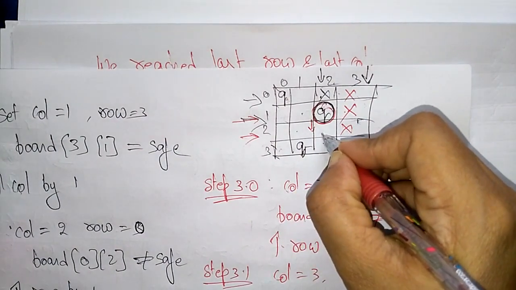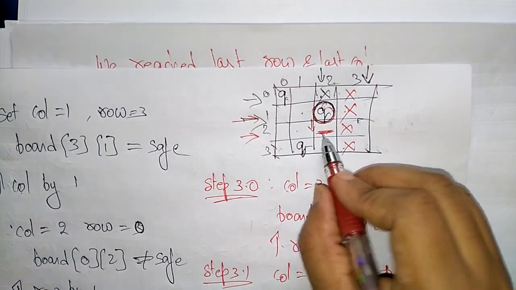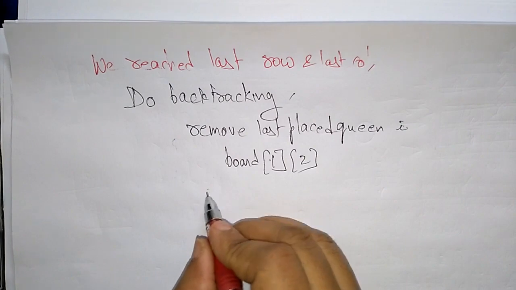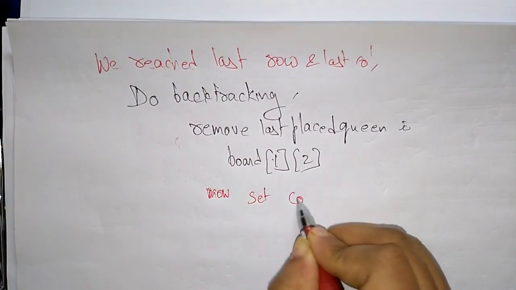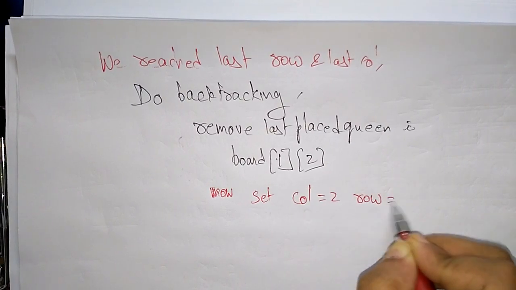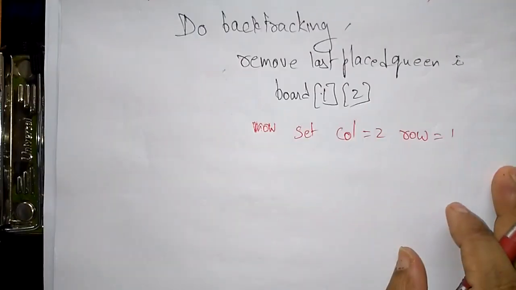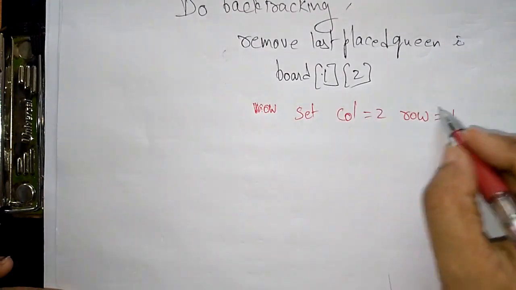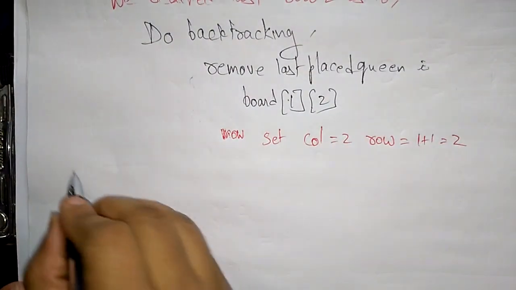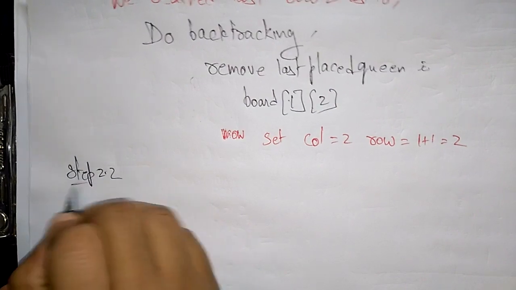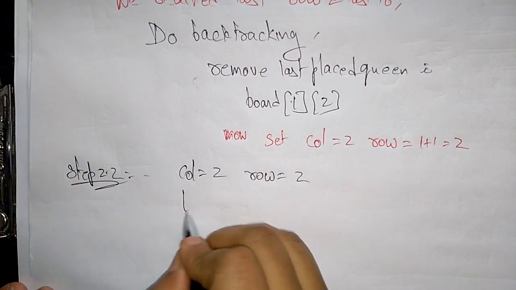Whenever I am placing, before placing, I have to check whether this is suited or not. This is possible or not. So now set column is 2 and row has to be incremented by 1 whenever you remove that. Now again check this, whenever I increment this 1 plus 1, it becomes 2. Now the row is 2 and the column is 2, the new one. So now check step 2.2, second row and second column. Column is 2, row is equal to 2.